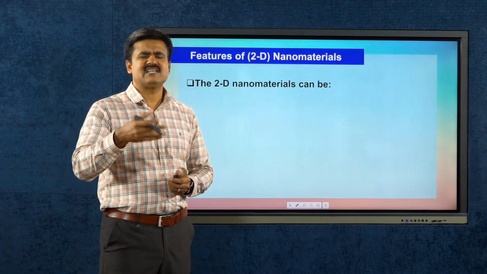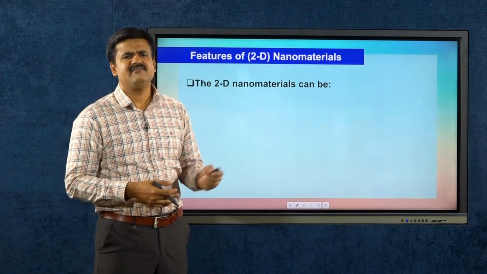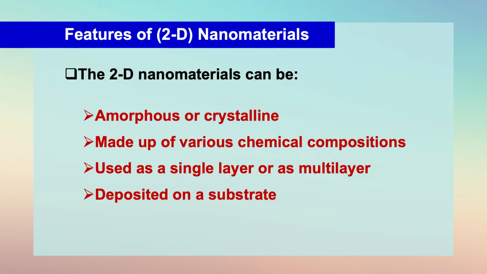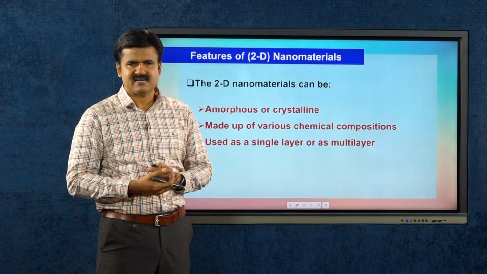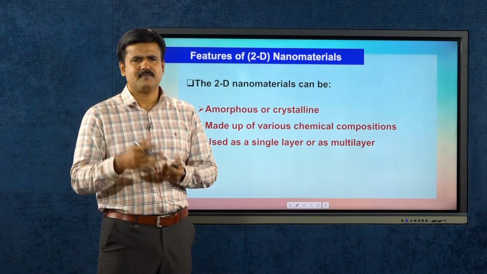More or less, the features are similar to the previously discussed zero and one-dimensional nanomaterials. We can again move to the characteristic features. It may be amorphous or crystalline as in the previous two cases, made up of various chemical compositions, used as a single layer or act as a multi-layer. It may exist in the form of a single layer or it may be like multiple layers.